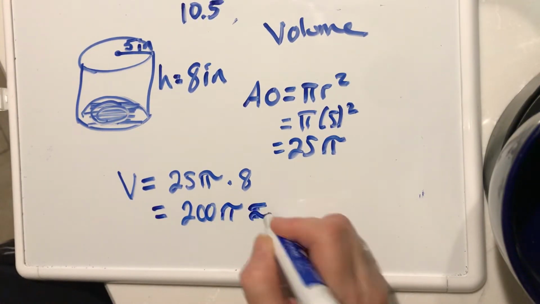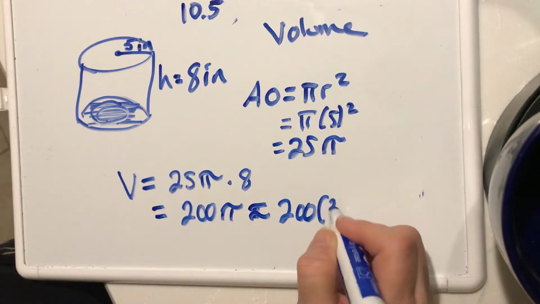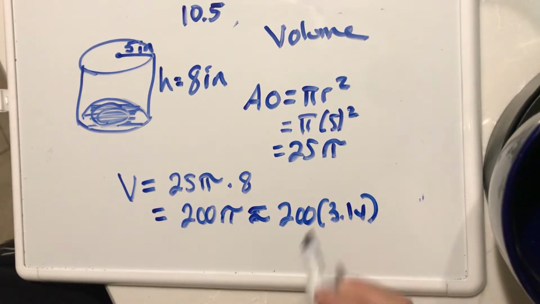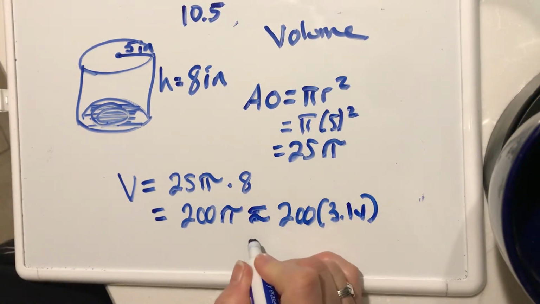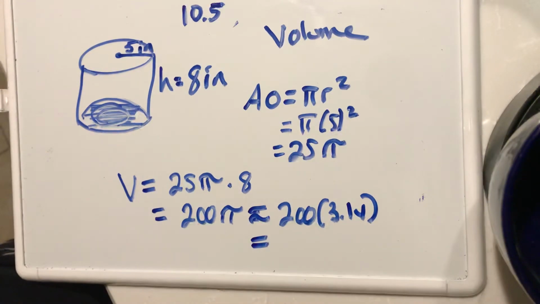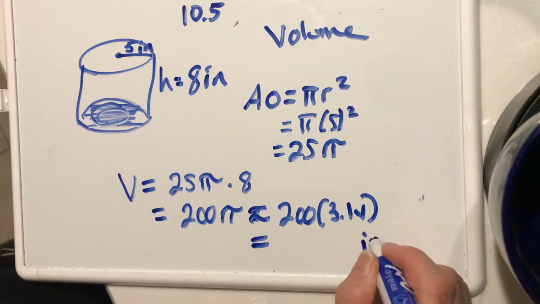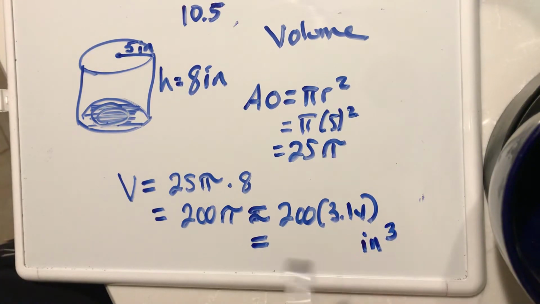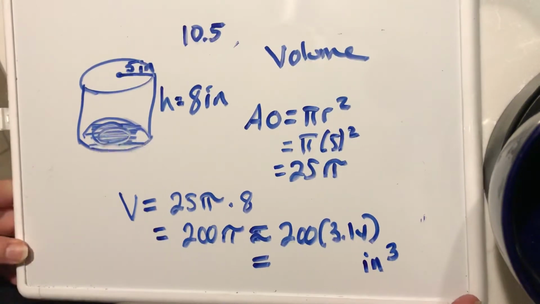and we'll estimate that at 200 times 3.14, and you can do that on your own. And when we do that, what are we going to say at the very end? Well, these are in inches, so our answer is going to be inches cubes. That's how many cubes will fit in that cylinder. Okay. Let's keep going. We have some more.